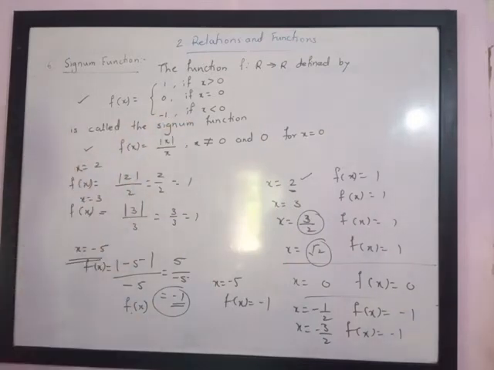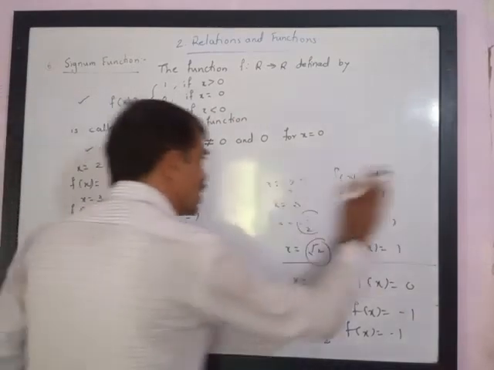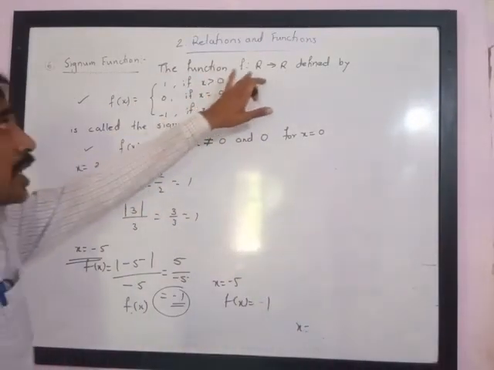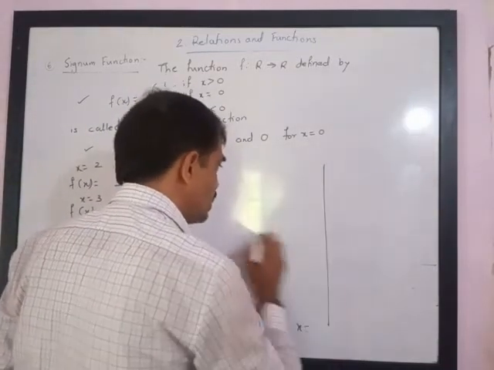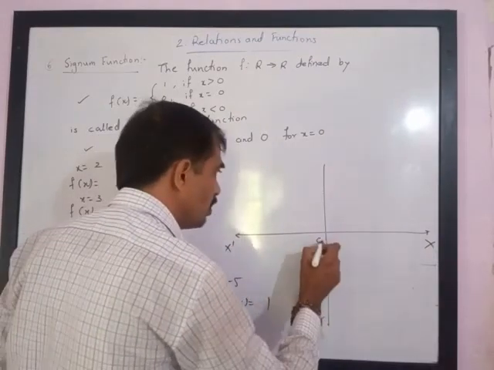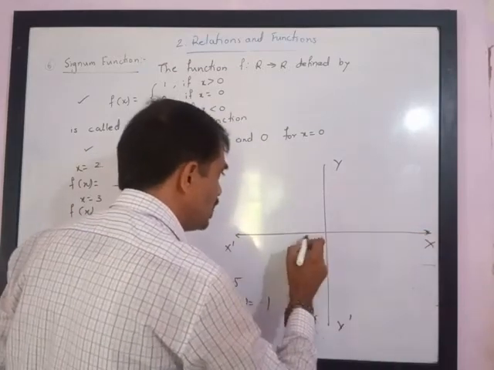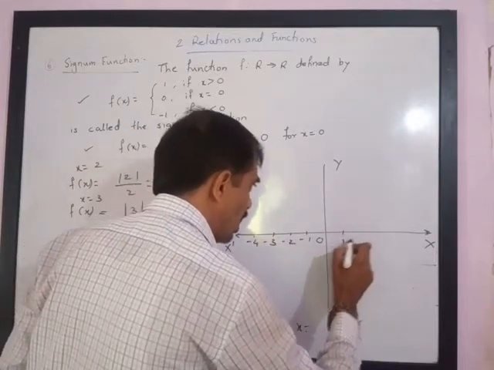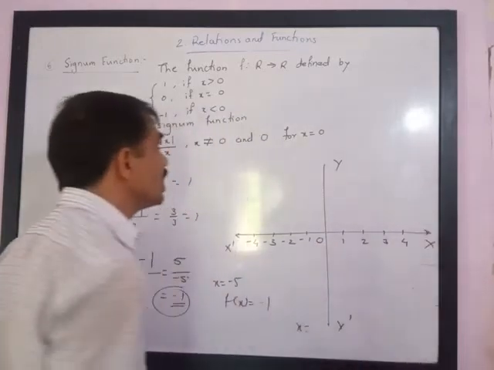Now let us try to understand what the graph of this will be. To understand the graph, please note, the function is from real numbers to real numbers, which means x can have all the values of the real numbers. This is the x axis, this is the y axis. X will have all real values, meaning it can have negative values, positive values, irrational values, rational values. That is, x is a real number.